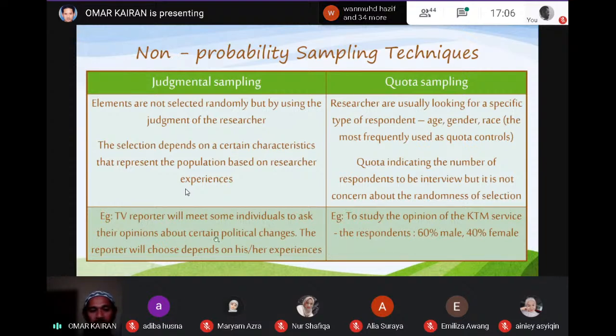Maybe dia akan pilih orang-orang yang dekat bandar, okay? Sebab orang-orang kat bandar ni biasanya they are exposed to the politics, okay? Orang kat kampung mungkin just they are exposed to the kedai kopi punya perbincangan kan, okay?